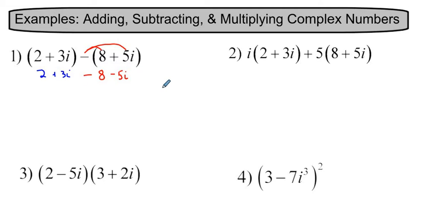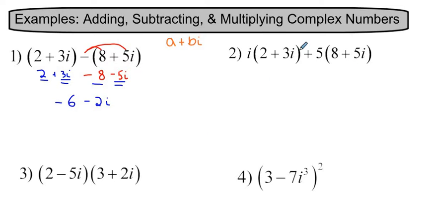So it's really important to remember that complex numbers are written as a plus bi, which is kind of a hard habit to break from regular algebra because you want to put the variable first, but we want to put the real part first. So 2 and negative 8 is negative 6. And then 3i minus 5i is negative 2i. Negative 6 being the real part and negative 2i being the imaginary part.